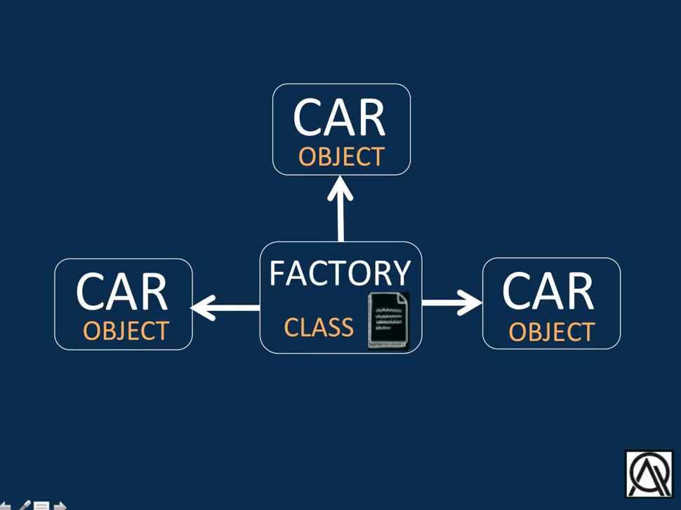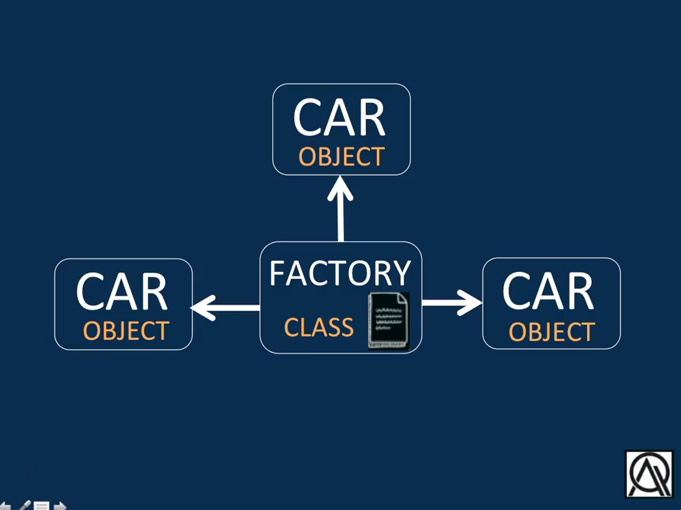So the class is the blueprint to create the objects. It has the properties of each object, and we can create objects from this class. Moreover, each object is an instance of a class, because we are creating this object by using this class.